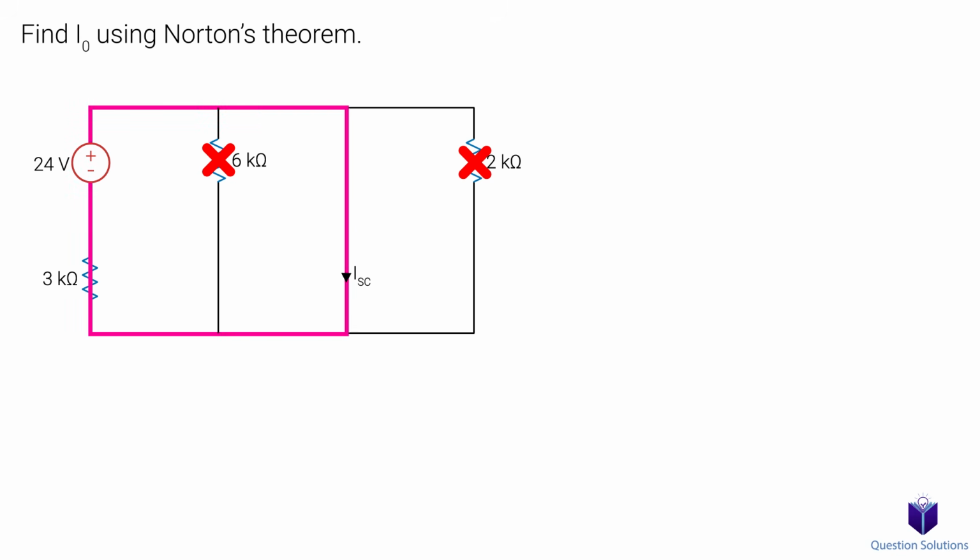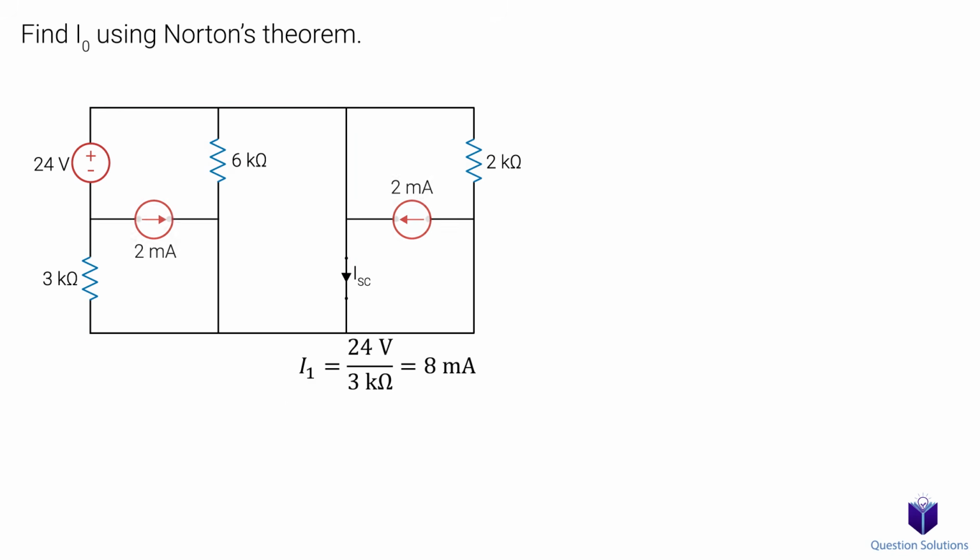So what is the current in this loop? We can use Ohm's law to figure it out. I equals V over R, so we get 8 milliamps. Let's put the circuit back.